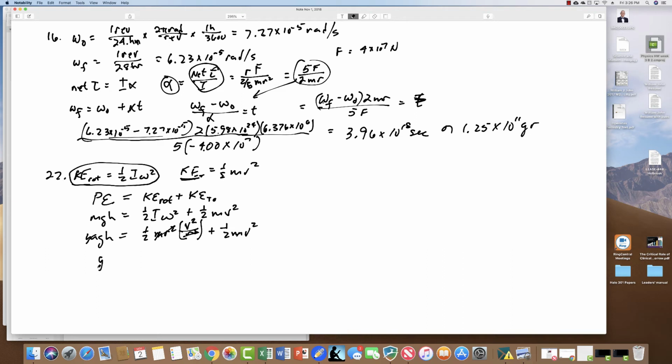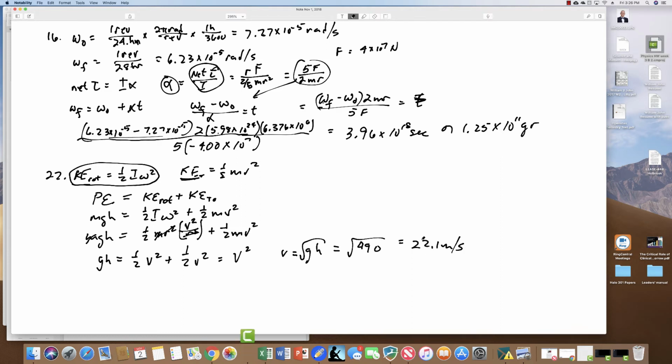And so what you have is GH is equal to 1/2 v squared plus 1/2 v squared, or v squared. And so that means that v is equal to the square root of GH, which is the square root of 9.8 times 5, which is 490. And so V is equal to 22.1 meters per second.